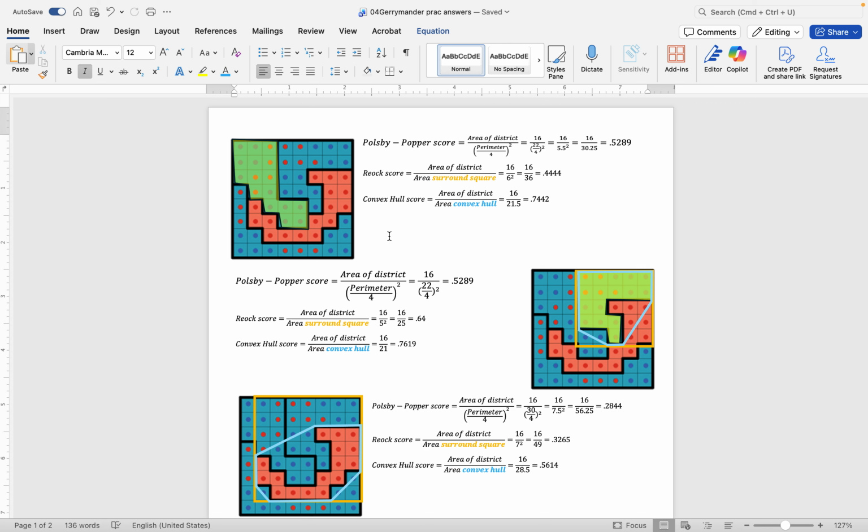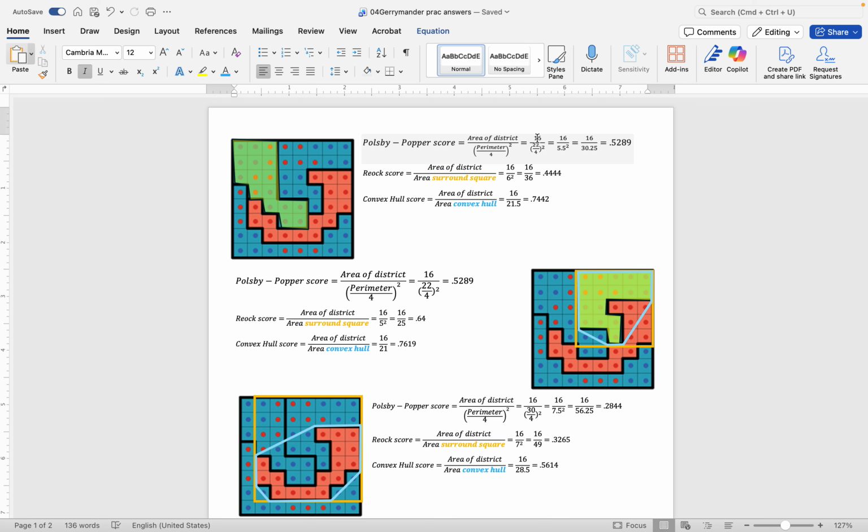And then we need the perimeter of the district. So the perimeter, I'm going to start here, and I'm going to count around the district. 1, 2, 3, 4, 5, 6, 7, 8, 9, 10, 11, 12, 13, 14, 15, 16, 17, 18, 19, 20, 21, 22. All right, so I'm going to put those 2 numbers in our formula.